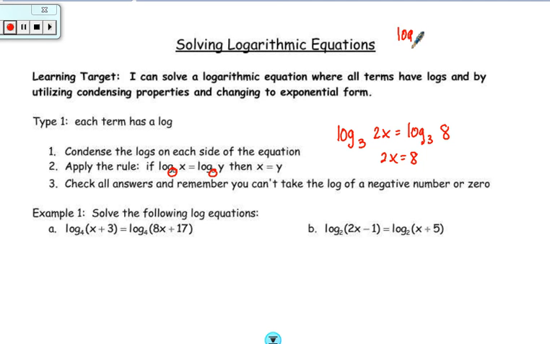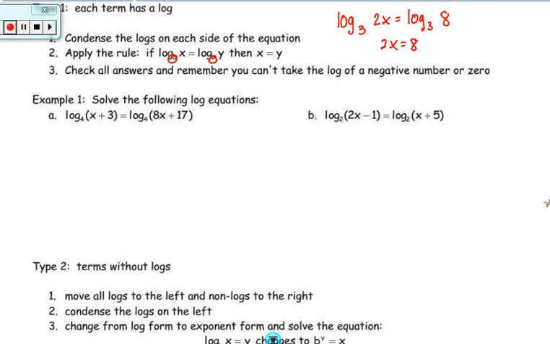If I had log base 3 of 2x equals log base 5 of 8, though, I would say I can't solve that problem because they don't have the same bases. Okay? So looking at our first example, log base 4 of x plus 3 equals log base 4 of 8x plus 17. Since they have the same logarithms with the same base, the logs would cancel out, and I could take x plus 3 and set it equal to 8x plus 17.